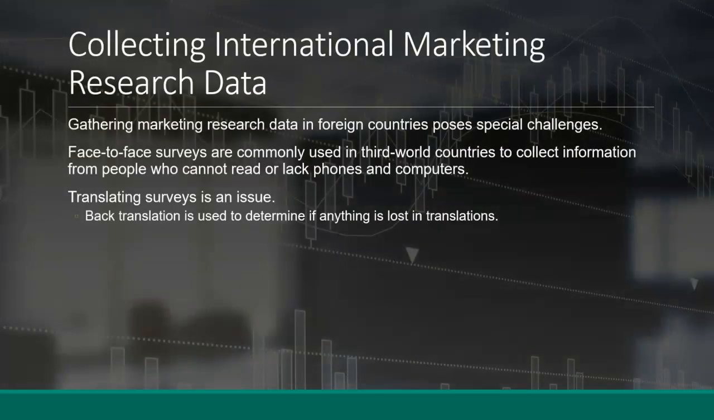Collecting international marketing research data. Gathering marketing research data in foreign countries poses special challenges because they may have a different way of looking at how companies gather the data. They may not be too friendly at completing these surveys that you put out. They may not be able to read the English language, or maybe they want it to be translated to their own language, and maybe the translation can be incorrect, which provides incorrect data.